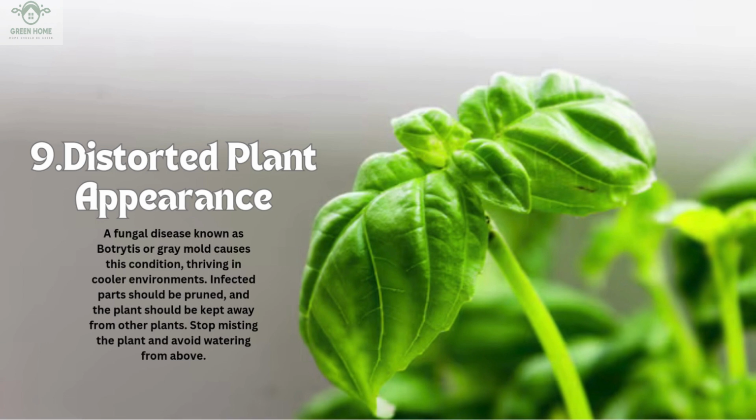9. Distorted plant appearance. A fungal disease known as botrytis or gray mold causes this condition, thriving in cooler environments. Infected parts should be pruned, and the plant should be kept away from other plants. Stop misting the plant and avoid watering from above.